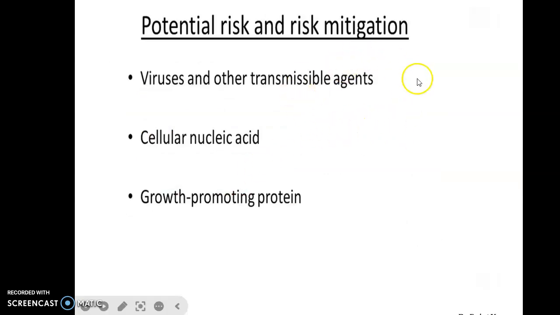Potential risks and risk mitigations. Viruses and other transmissible agents are potential risks. Cellular nucleic acids and growth promoting proteins are basically the potential risks associated with cell banking.